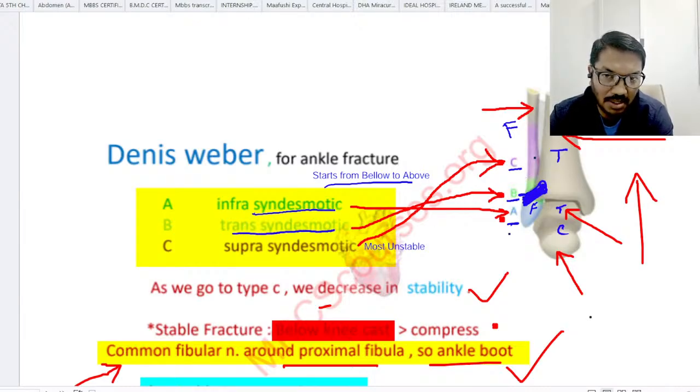transsyndesmotic, type B, and if it is above this, then this is suprasyndesmotic, and the more above, the more unstable. So type C is the most unstable type of ankle fracture. As we go to type C, this is most unstable.